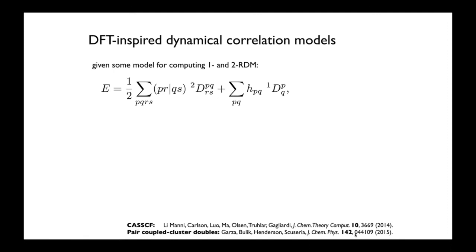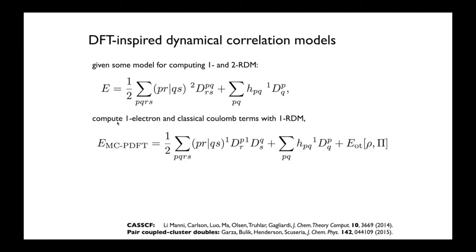Both of these papers at the bottom of the screen use this type of DFT-inspired approach, just with different reference RDMs. The idea is to compute the 1-electron and classical Coulomb contributions with the RDM that we get from our original calculation, so v2RDM-based CASSCF, for example. I can calculate the 1-electron contributions and this classical Coulomb contribution using the 1-RDM, and then I can throw everything else into a density functional. That's a functional of the density and the on-top pair density, pi.